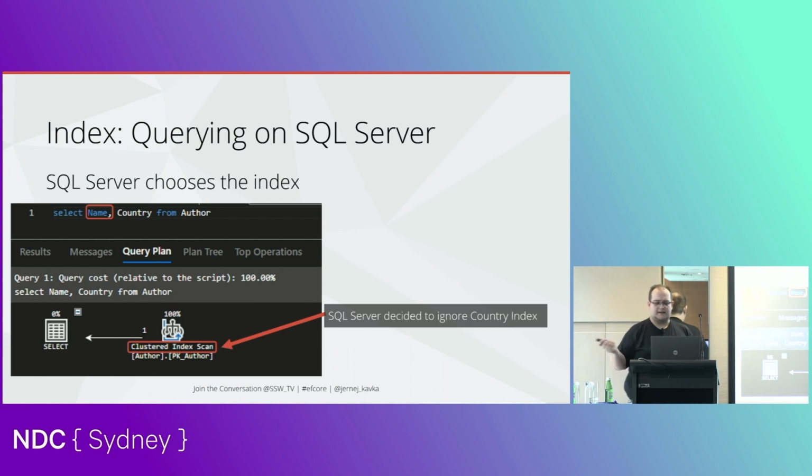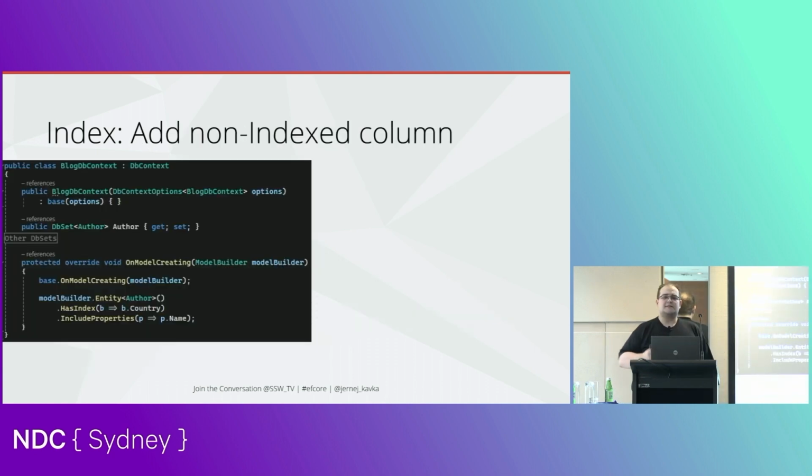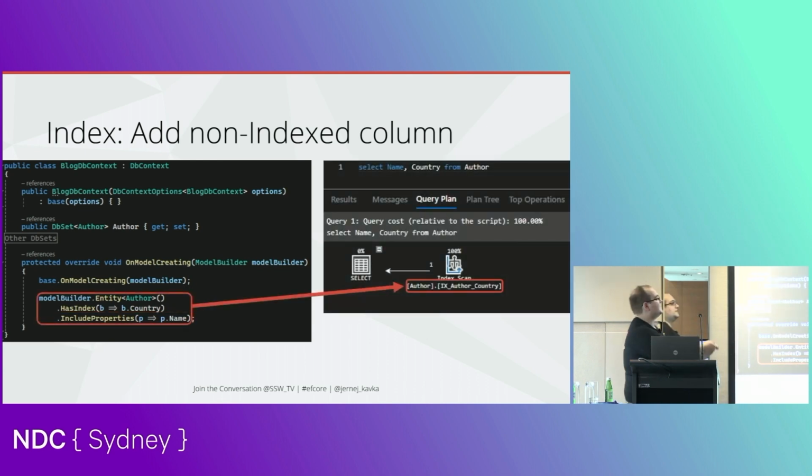So how do you do that? Well, if you just want to include that data, you don't want to index it, you can use include properties. So what that means is that name is not indexed, but it is included in the index. So when I do select name, country from author, it now selects the IX_Author_Country.